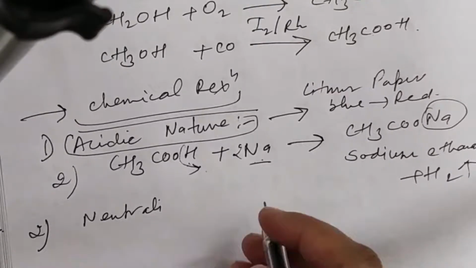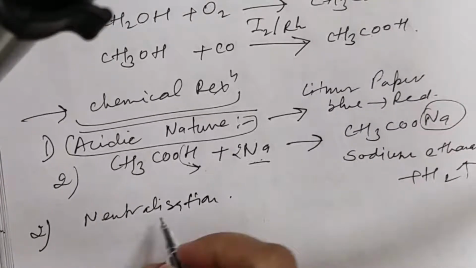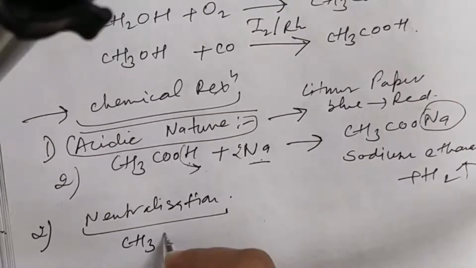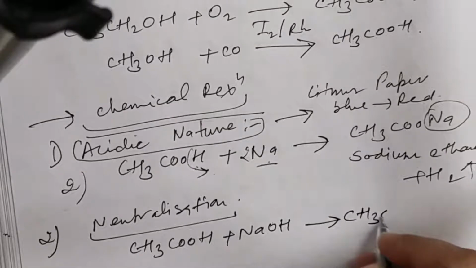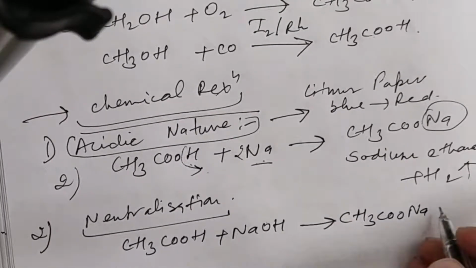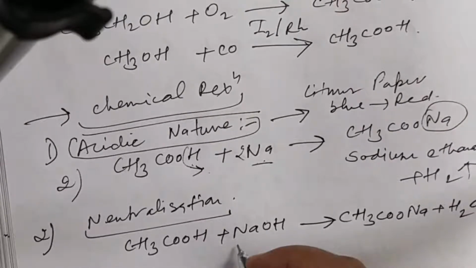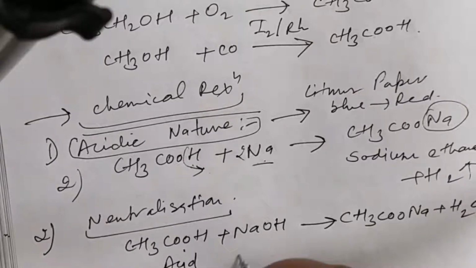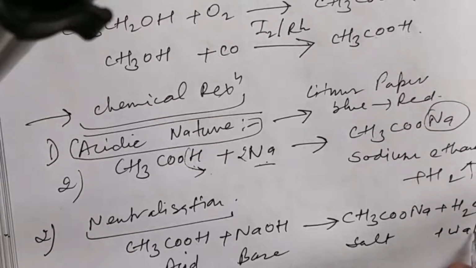The third one is the neutralization reaction, in which the ethanoic acid CH3COOH combines with NaOH to form CH3COONa, sodium ethanoate, with the removal of a water molecule. Okay, the reaction is called a neutralization reaction. What are neutralization reactions? In which we are combining acids with bases to form salt and water. So these are neutralization reactions.